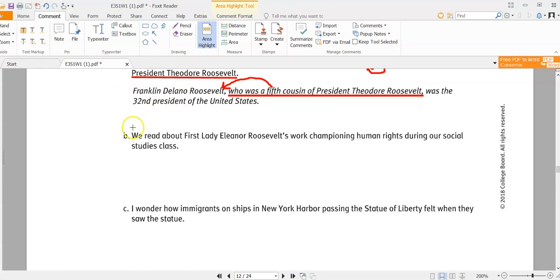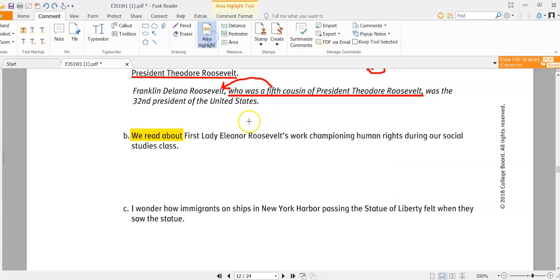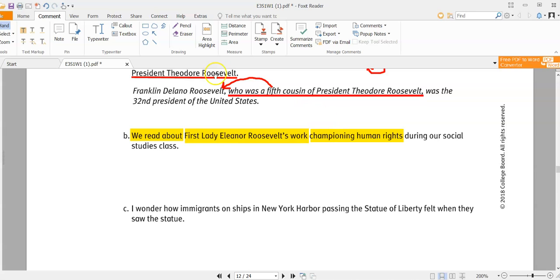So, we read about. They're telling us that the subject of the sentence is we, the action of the sentence is read, and then we're about to find out what we read about. So I'm going to put that in a separate color. First Lady Eleanor Roosevelt's work championing human rights. Actually, hold on, I'm going to divide that because that's got modifiers too. First Lady Eleanor Roosevelt's work, and then her work doing what? Championing human rights. And then when did we read about it? We read about it during our social studies class.